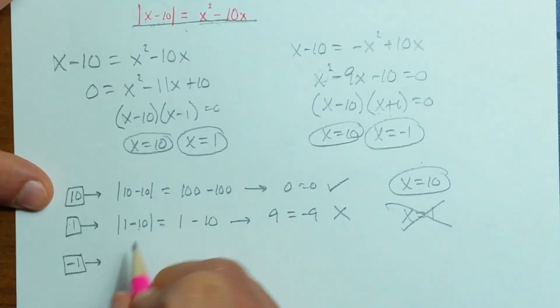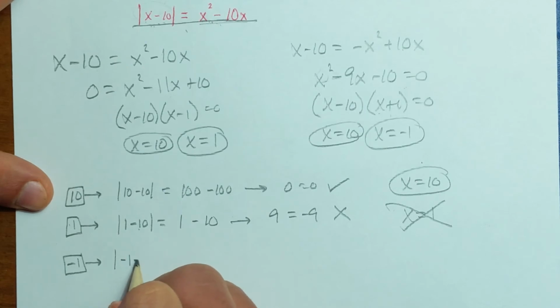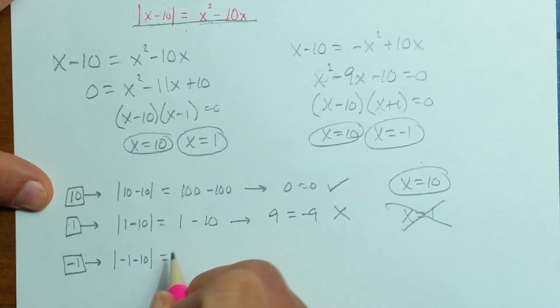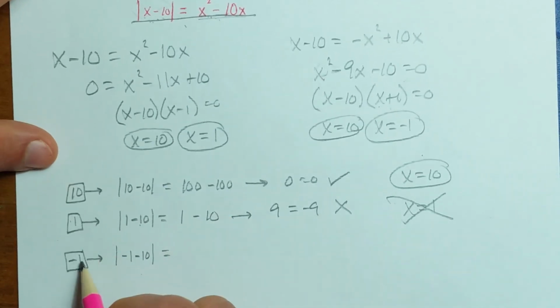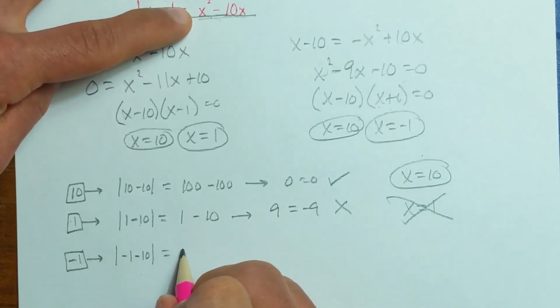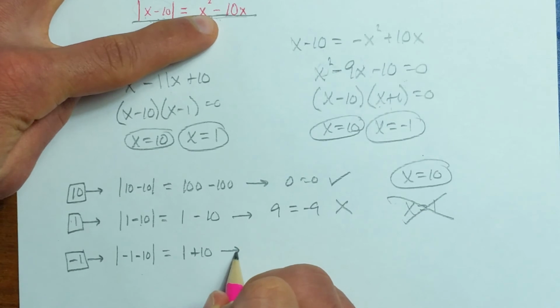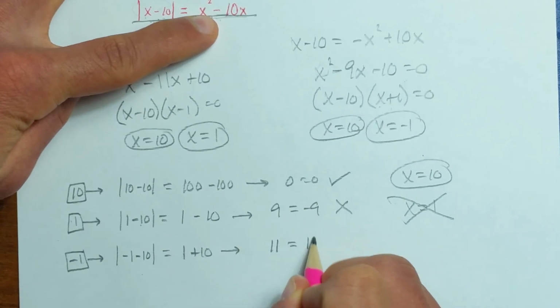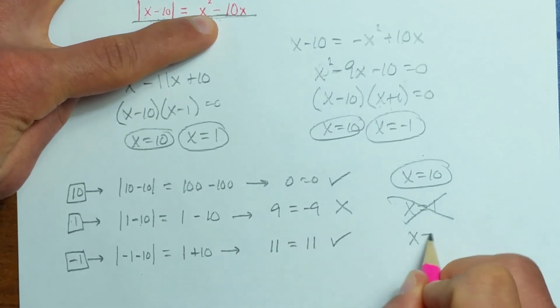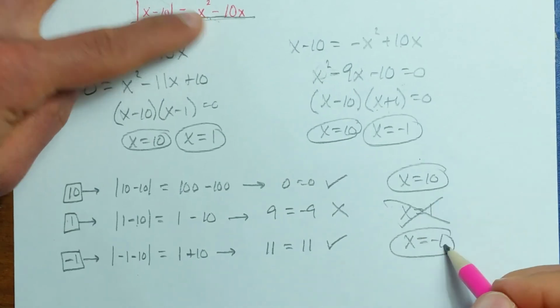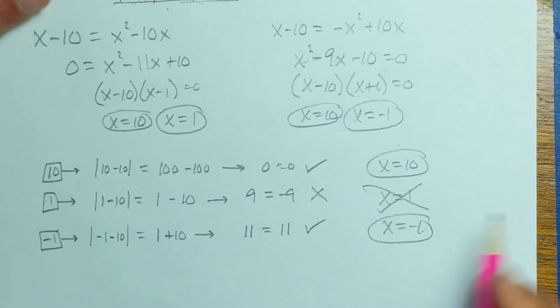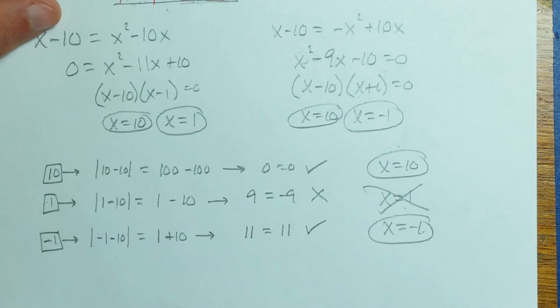Then we go ahead and plug in negative 1. So I have the absolute value of negative 1 minus 10, which is negative 11, which eventually would be 11. Negative 1 squared would be positive 1. Negative 10 times negative 1 would be positive 10. You end up with positive 11 equals positive 11, and sure enough, that works. So x equals 10 and x equals negative 1 are solutions. X equals 1 is not.